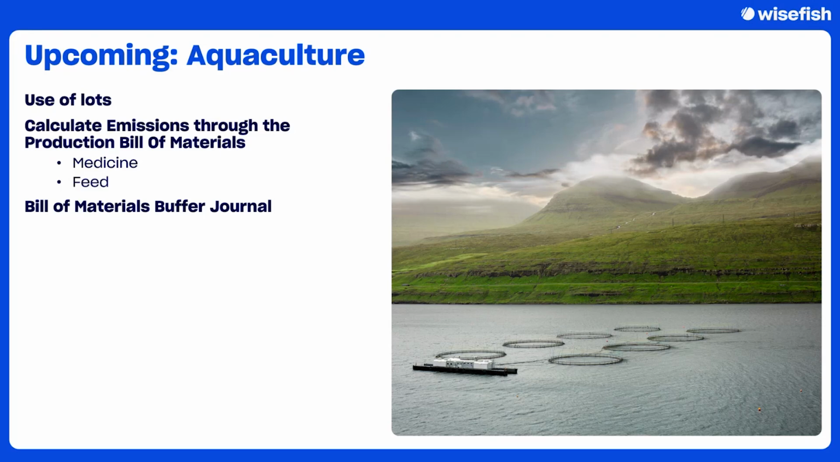We will soon be releasing our aquaculture solution, and it will have green accounting functionalities. The green accounting for aquaculture will work very similarly to the production process I just demoed. So there will be the use of lots and the production bill of materials, where the user can add emissions to the items used in farming, such as with medicine and feed. There will also be a bill of materials buffer journal to allow for the user to edit or add on before posting emissions.